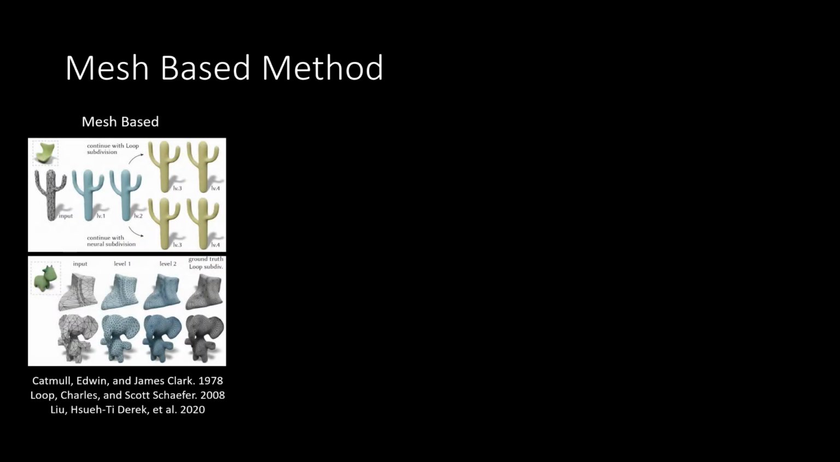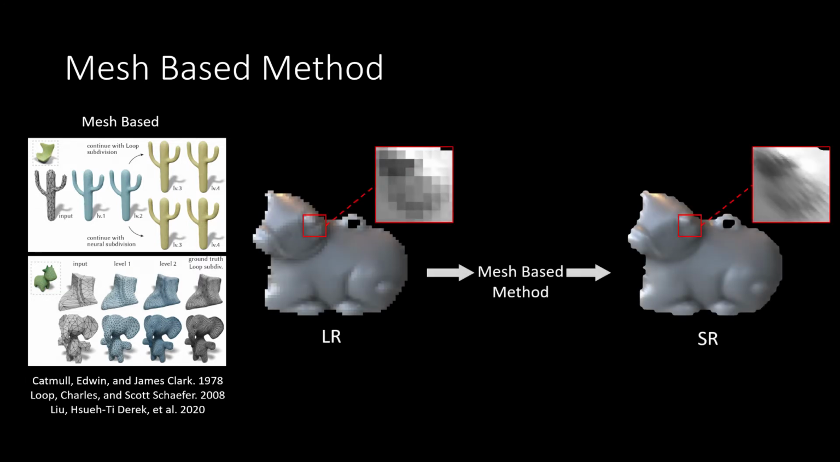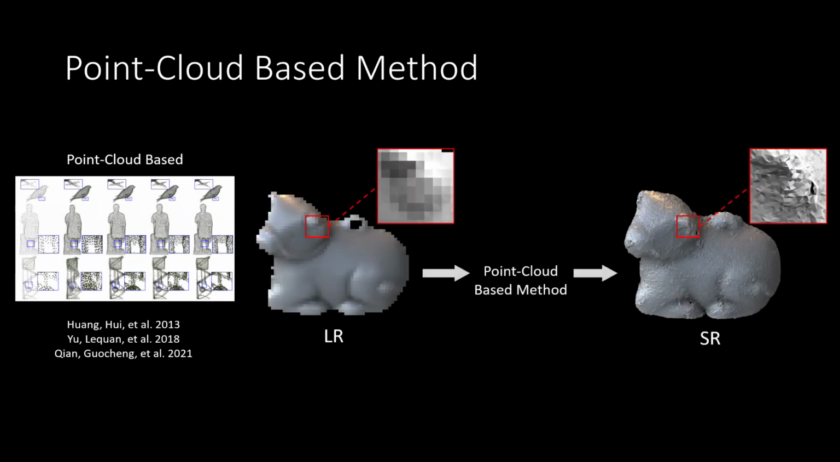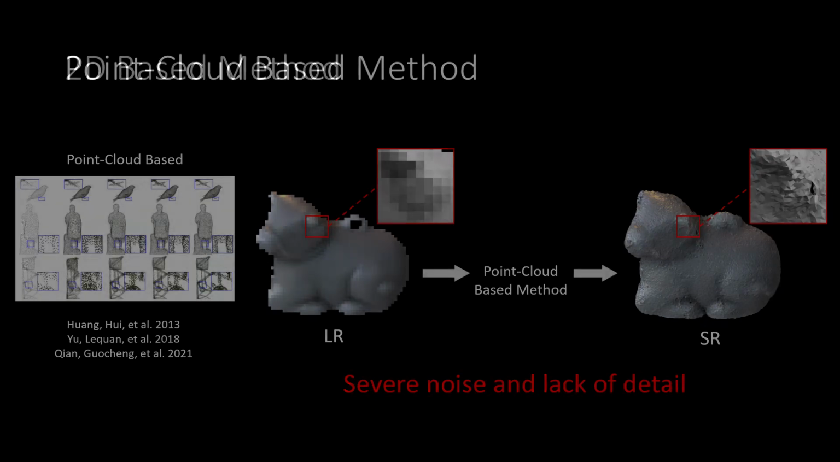There are a lot of studies about 3D surface super resolution. Mesh-based methods have been studied for many years based on mesh subdivision and vertex interpolation. Nevertheless, these methods tend to generate blurry results. Point cloud is the most simple way to represent a 3D object, which has been directly upsampled based on CNN structure. However, due to the intrinsic irregularity of point cloud, its results need to be reconstructed to mesh, which makes their results suffer severe noise and lack of detail.